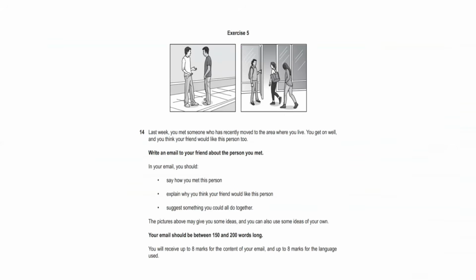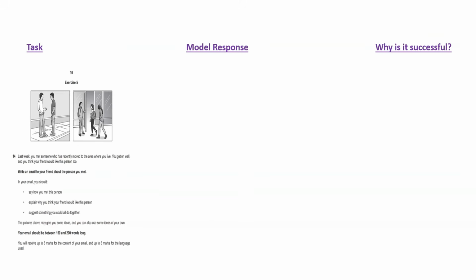So let's take a look at another task. Last week you met someone who has recently moved into the area where you live. You get on well and you think your friend would like this person too. Write an email to your friend about the person you met. In your email you should say how you met this person, explain why you think your friend would like this person, suggest something you could do together, and again you can use those pictures, and your email needs to be between 150 and 200 words long. Don't worry if you go slightly over the word count, you are not going to be penalised. So let's take a look at a model response to this question.